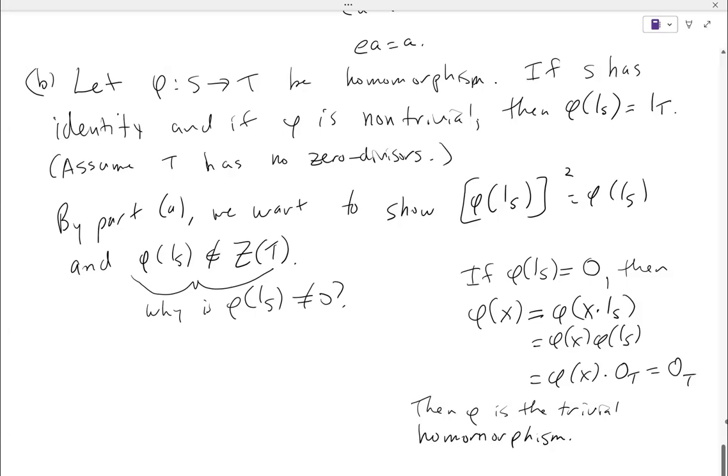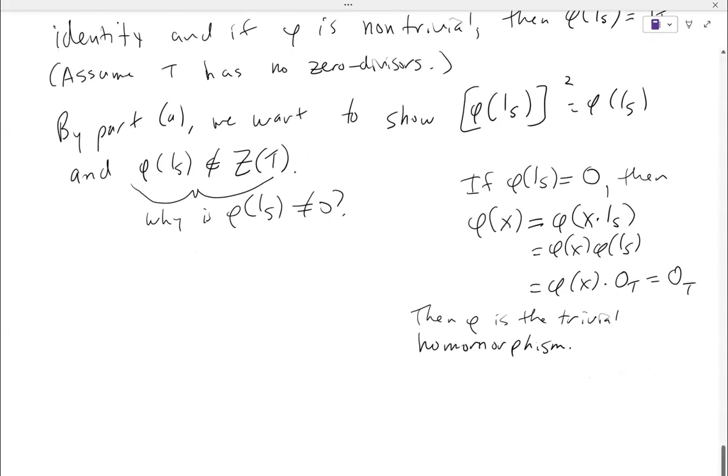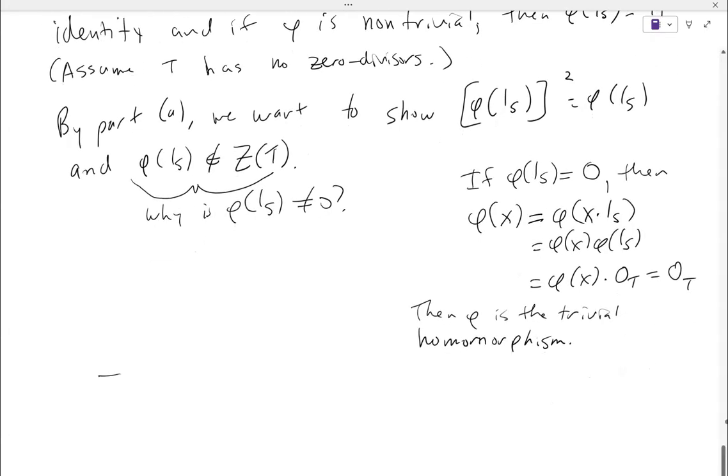All right. So that tells us that it can't be a zero divisor. Let's show that it's an idempotent. Let's do the other part. Let's show that it's idempotent. So let's start with phi of 1 squared.